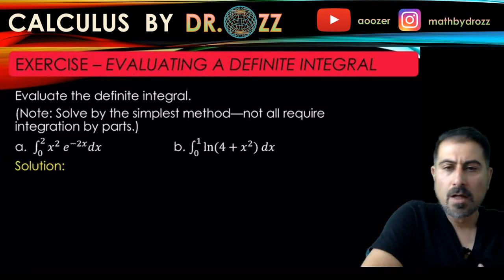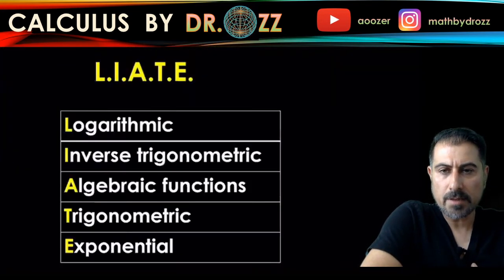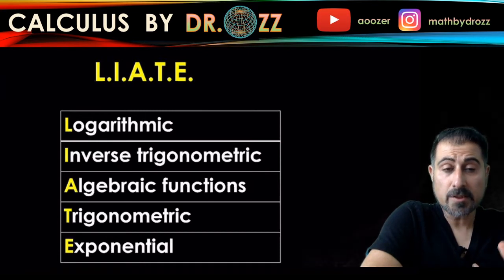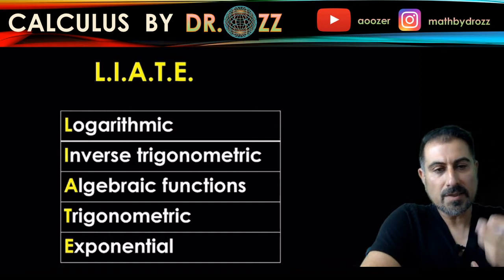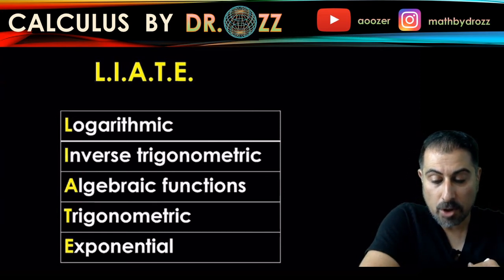So going back to the acronym LIATE, we have the logarithmic function, and we're going to do the same trick that we did earlier. I'm going to put a hypothetical 1 as a multiple, and 1 is a constant function. That's an algebraic function, so that's going to serve as the second function to apply integrating by parts.